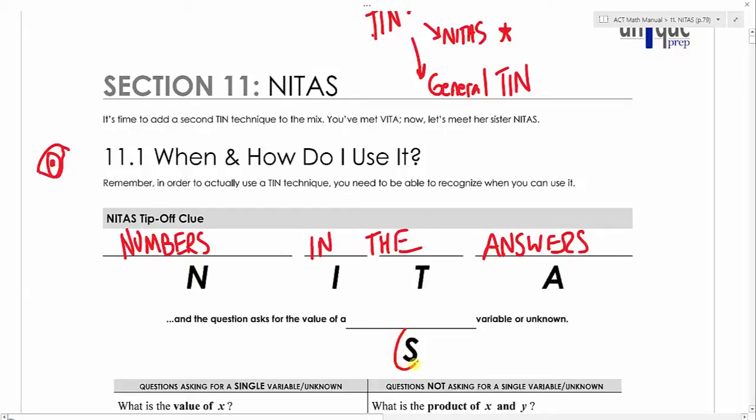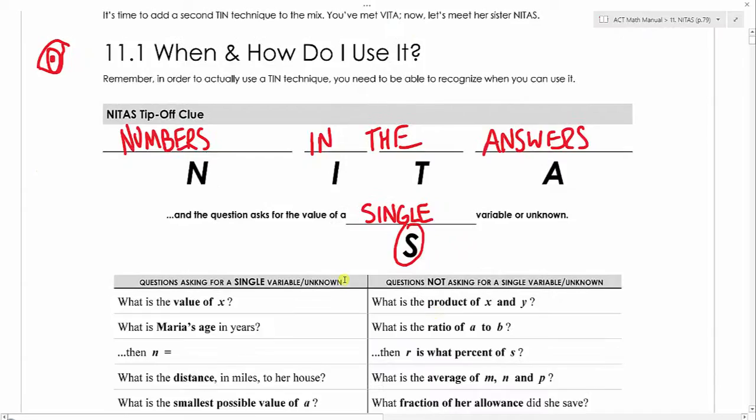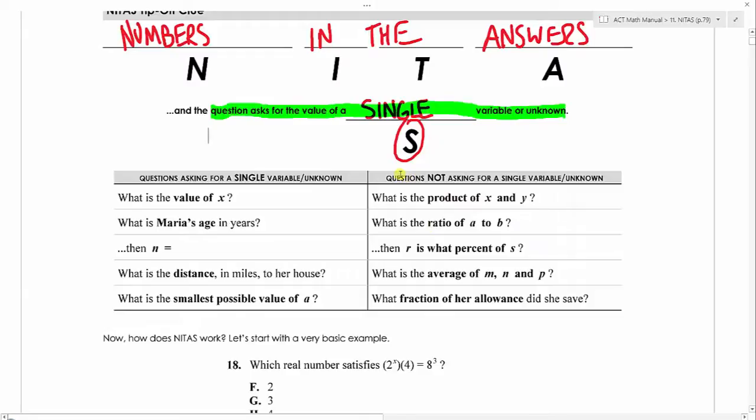However, there is also this issue of the S. This is not just NITA, this is NITAS. And the S stands for single. I'll explain right now what that means. So again, NITAS stands for numbers in the answer choices, and the question is asking for the value of a single variable or unknown, so I'm going to highlight this here. So when the question has numbers in the answers and the question is asking for the value of a single variable or unknown, we can use NITAS.